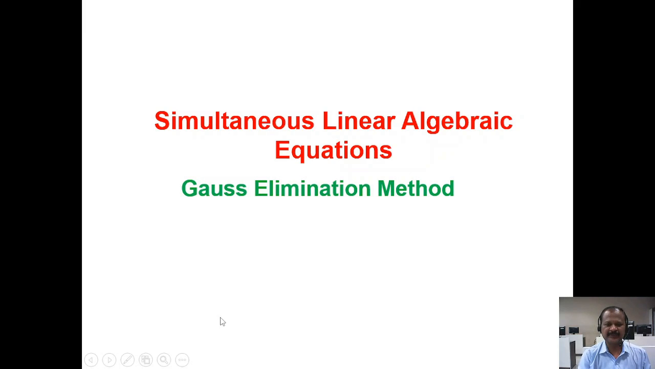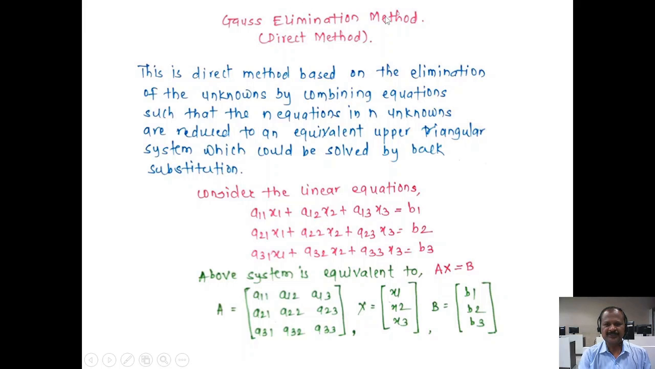Simultaneous linear algebraic equations, Gauss elimination method. The Gauss elimination method is also called a direct method. This is the direct method based on the elimination of the unknowns by combining equations such that the n equations in n unknowns are reduced to an equivalent upper triangular system which could be solved by back substitution.